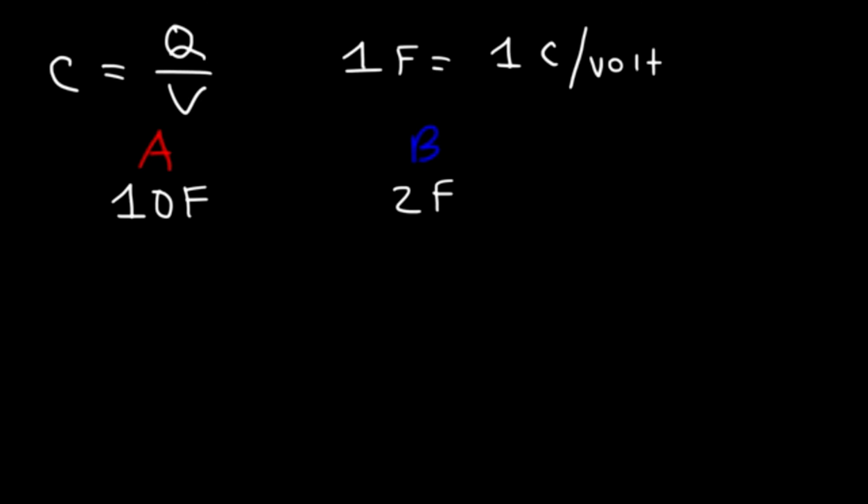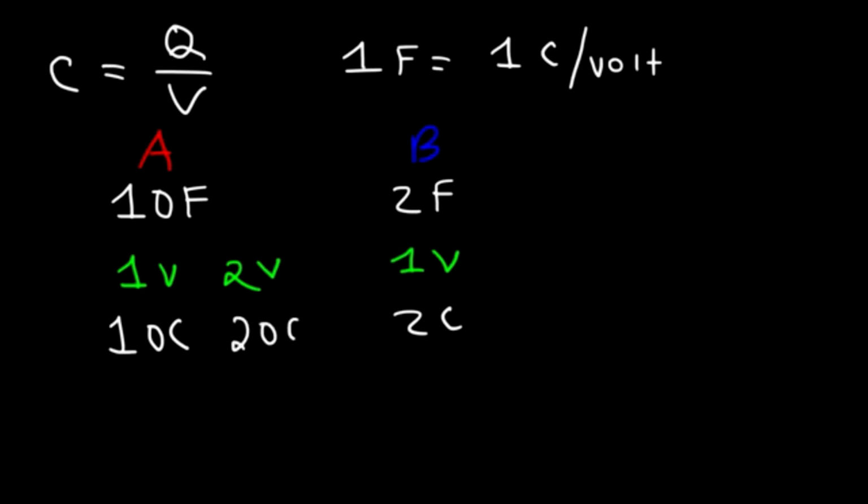Now, if we charge up capacitor A to a voltage of, let's say, 1 volt, it can store 10 coulombs of charge. For capacitor B, if we charge it up to 1 volt, it can only store 2 coulombs of charge. Now, what if we increase the voltage? Let's say we charge up to 2 volts. Capacitor A can hold 20 coulombs of charge. Capacitor B, if we connect it to a 2-volt battery, it can hold up to 4 coulombs of charge.